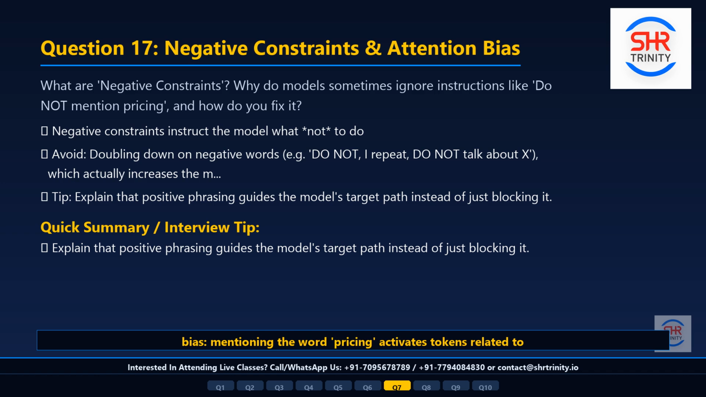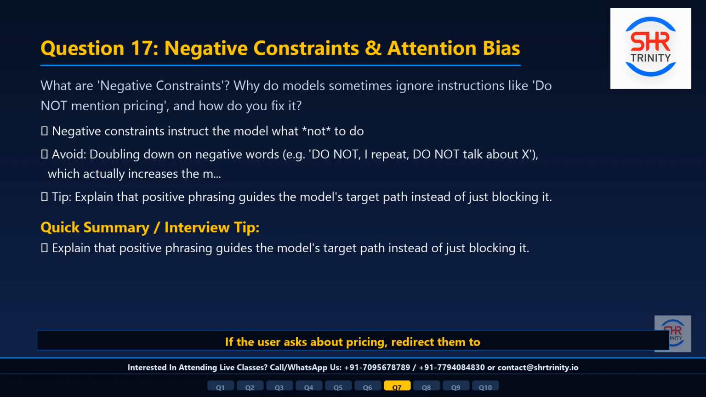To fix this, I rephrase negative constraints into positive execution rules. Instead of saying, do not discuss pricing, I say, focus strictly on technical features. If the user asks about pricing, redirect them to our sales team at contact@sales.com.